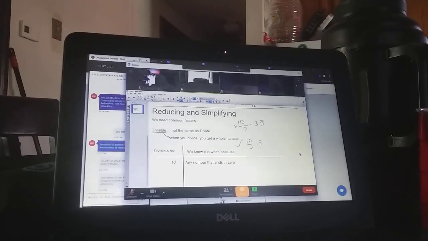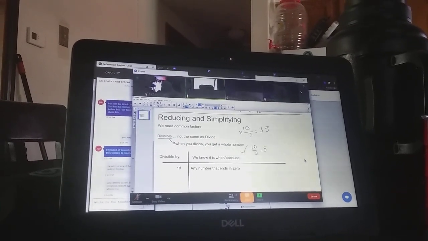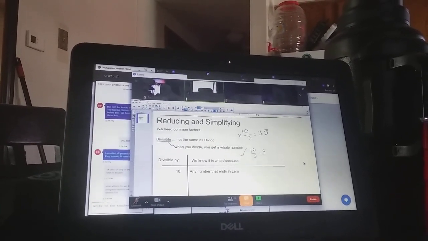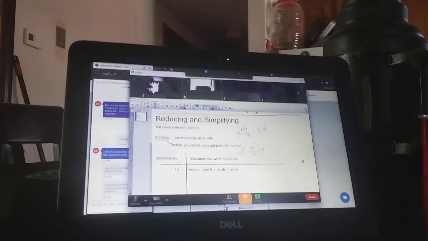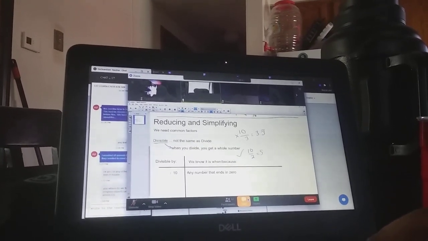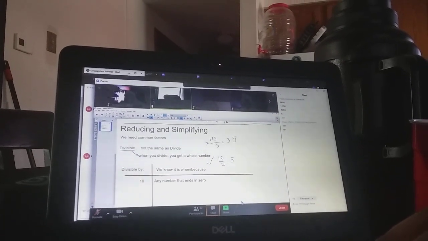What does it end in? Every single one ends in 0. Yeah. So any number that ends in a 0 is divisible by 10. As in, when you divide it by 10, you get a whole number. Now remember, you can divide any number by 10, but that doesn't necessarily mean you will get a whole number. So that's why we need the divisibility.